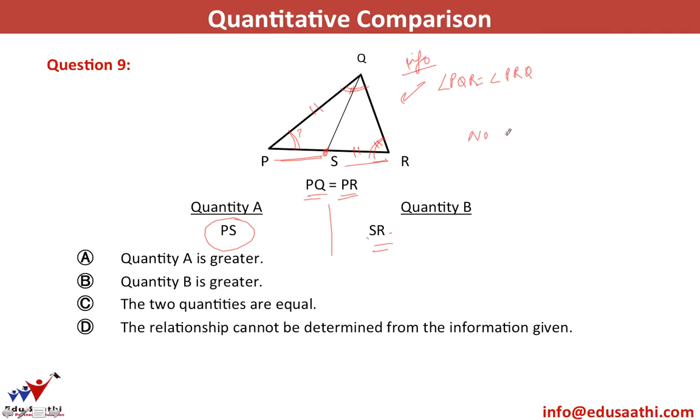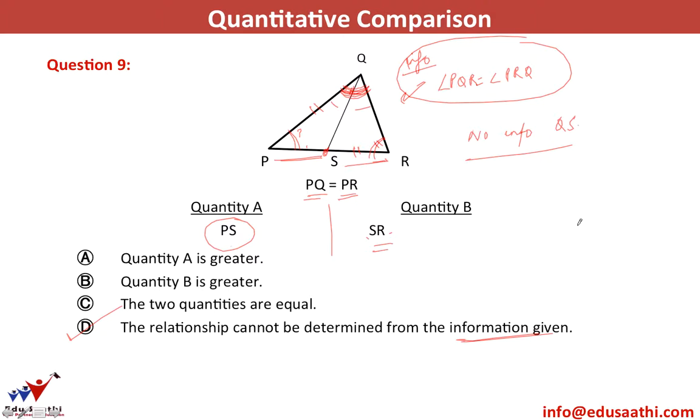No information is given to me regarding QS, and from the information given, I cannot say anything about QS. So unless QS is a median, PS will not be equal to SR. Or if I knew anything about this angle or the ratio in which the angle is getting divided, I could say more, but I cannot tell anything about PS and SR in terms of length. So my answer would be the relationship cannot be determined from the information which is given to me.